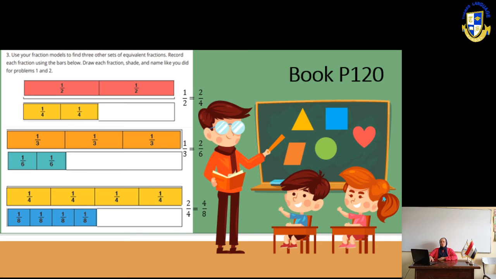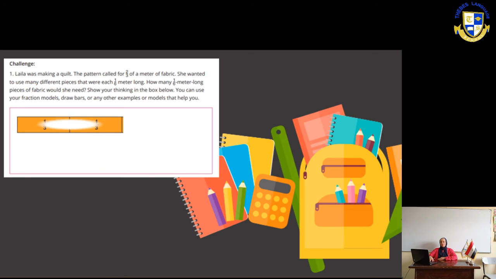Okay, now on the next page, Layla was making a quilt. The pattern called for 2/3 of a meter of fabric. She wanted to use many different pieces that were each 1/6 of a meter long. How many 1/6 meter long pieces of fabric would she need? Show your thinking in the box below. You can use your fraction models, draw bars, or any other examples or models that help you.